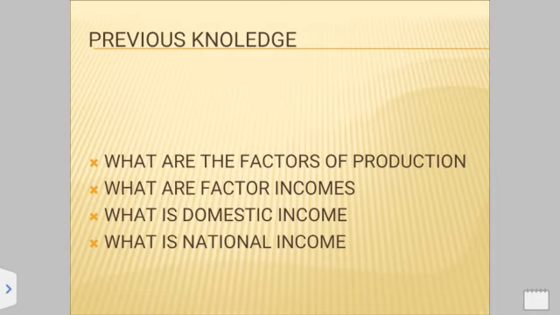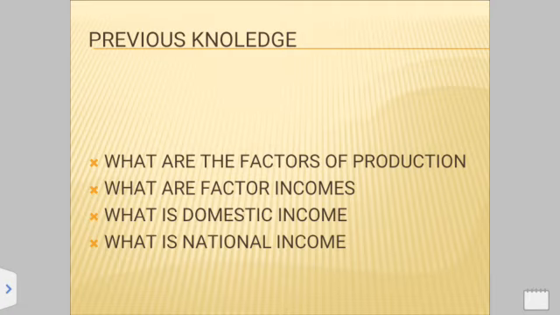And different factors have their own remuneration. For land we have rent, royalty. For labor we have wages, salaries. For capital the remuneration is interest, and for entrepreneurship the remuneration is profit. This is the basic knowledge that we know beforehand.